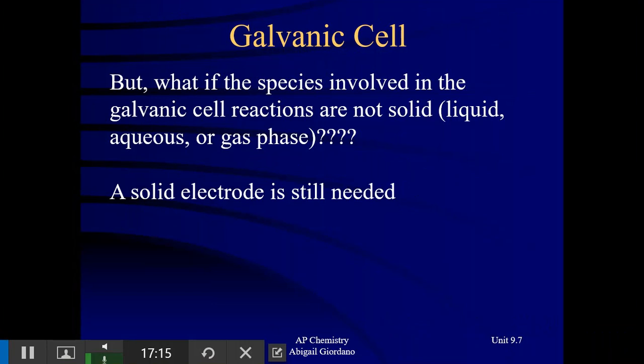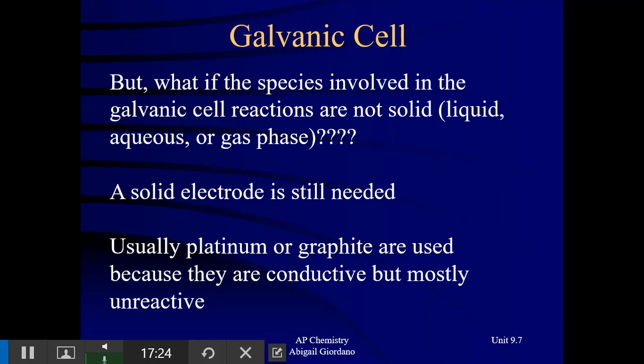That is a need in a galvanic cell. So if one or both of your half reactions do not have a solid in them, usually we will use a platinum or a graphite electrode because they're conductive. They'll conduct electricity, but they are, for the most part, very unreactive. They're not going to interfere in the reaction. So in that case, with iron +3 going to iron +2, those two ions would be floating around in the aqueous solution in the beaker, but the electrode itself that's immersed in that solution would be made of platinum or graphite, something like that.